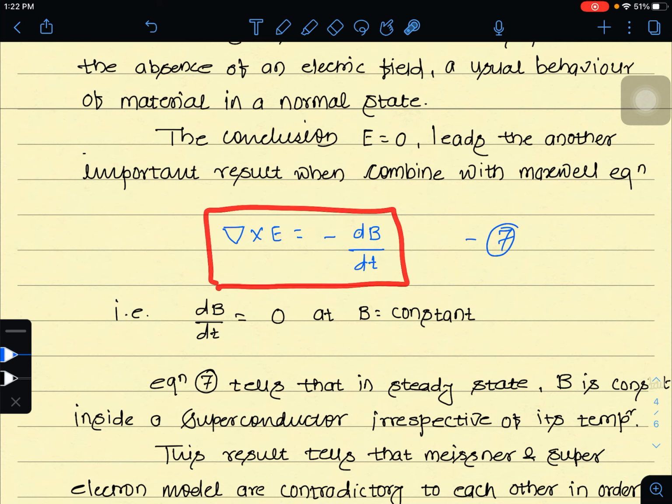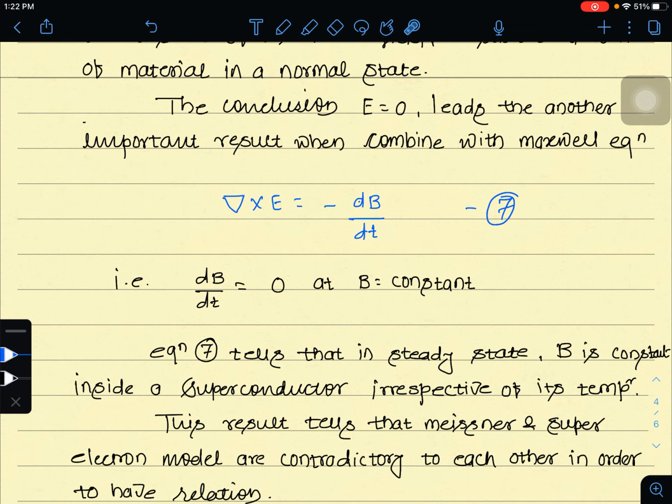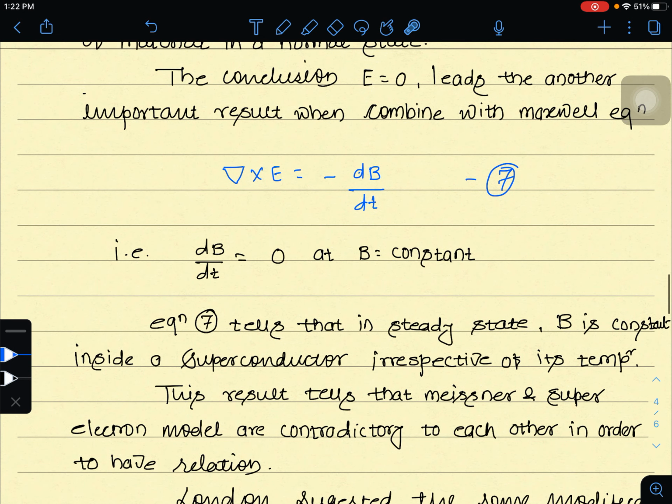We know one of Maxwell's equations, del cross E is equal to minus dB by dt. What happens when we put in the value E is equal to 0? That means dB by dt is equal to 0, so B is a constant.